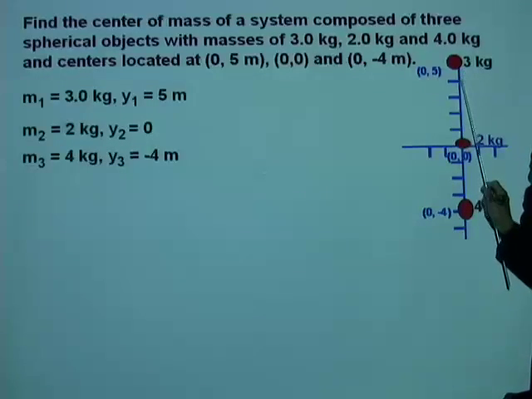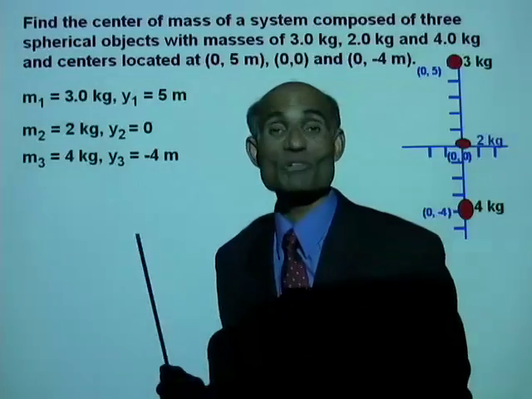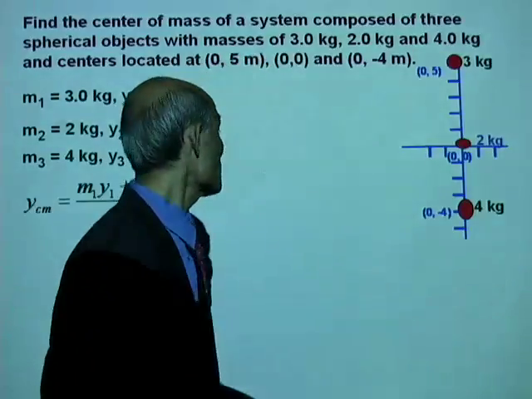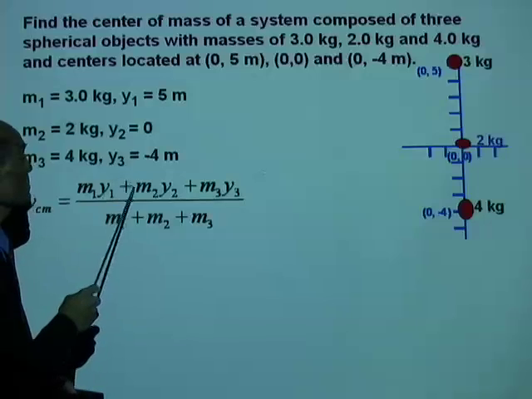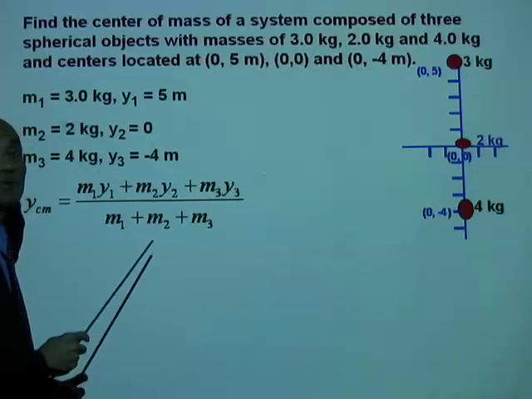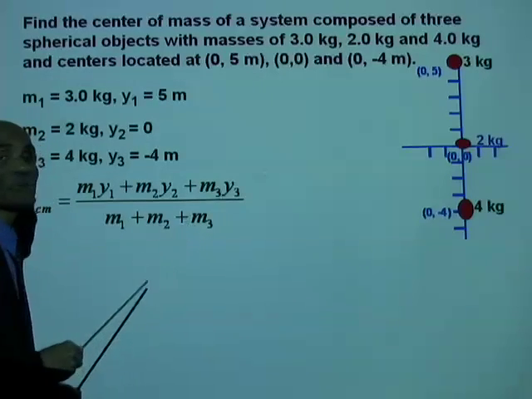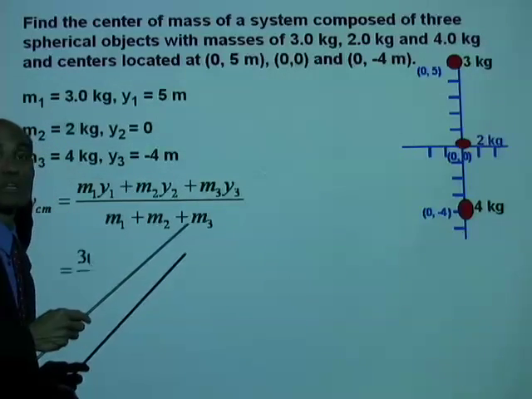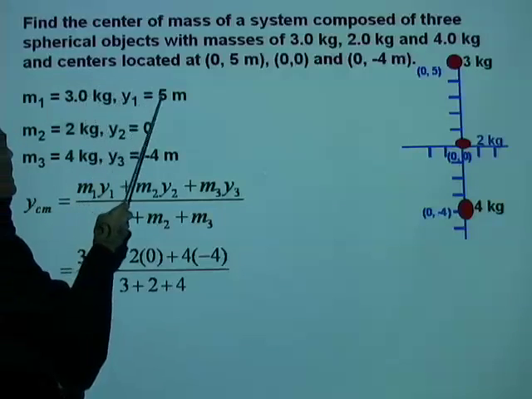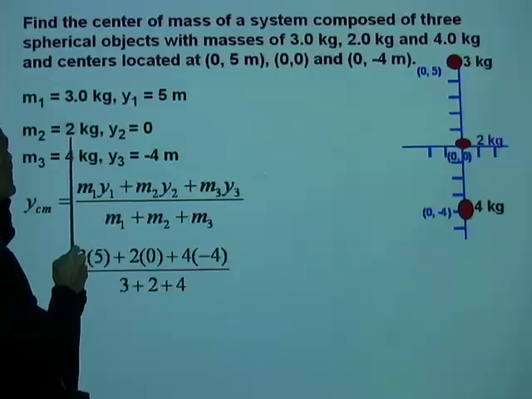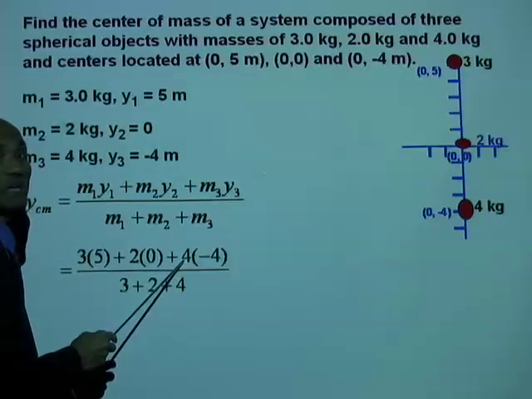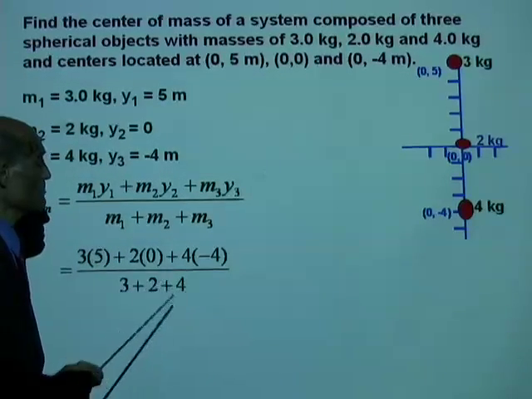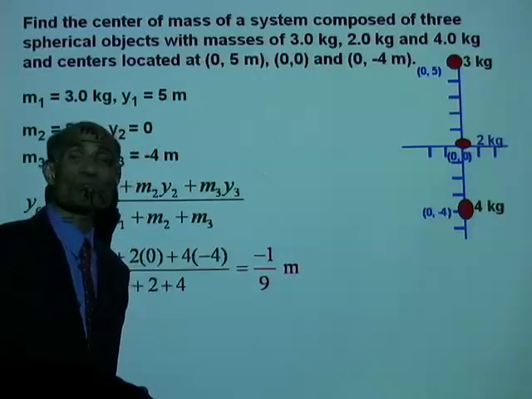We now need to find the position of the center of mass. The position of the center of mass of these objects will be a point somewhere on the y-axis. What is the equation? Y center of mass equal to M1 y1 plus M2 y2 plus M3 y3 over M1 plus M2 plus M3. All we need to do is replace these by their values. So M1 y1 is 3 times 5 plus M2 y2 is 2 times 0 plus M3 y3 is 4 times -4 over M1 plus M2 plus M3, and that is -1/9 meter.